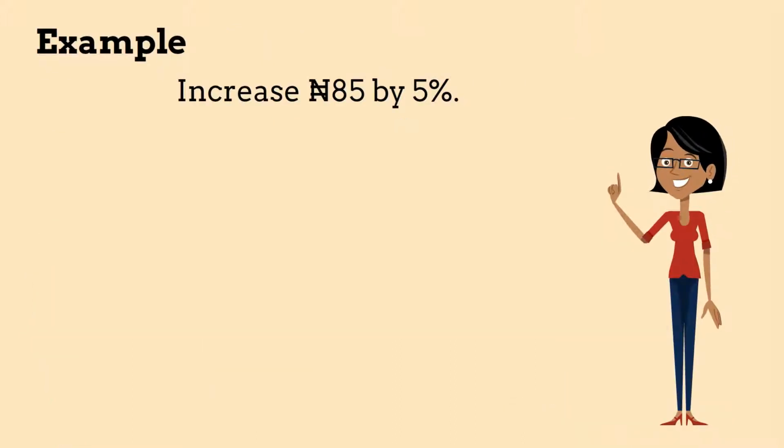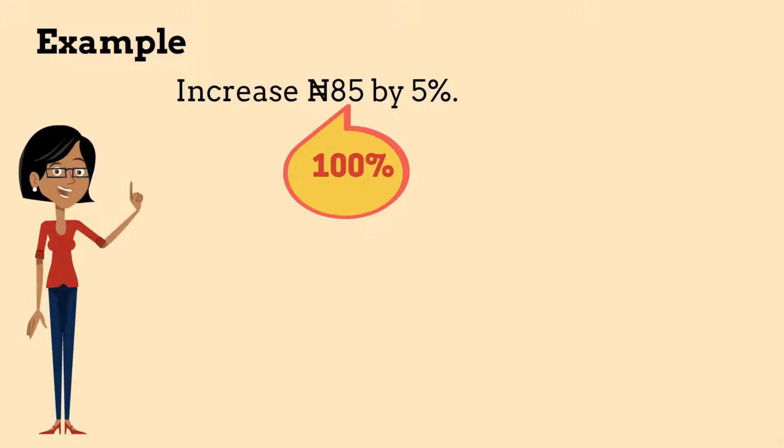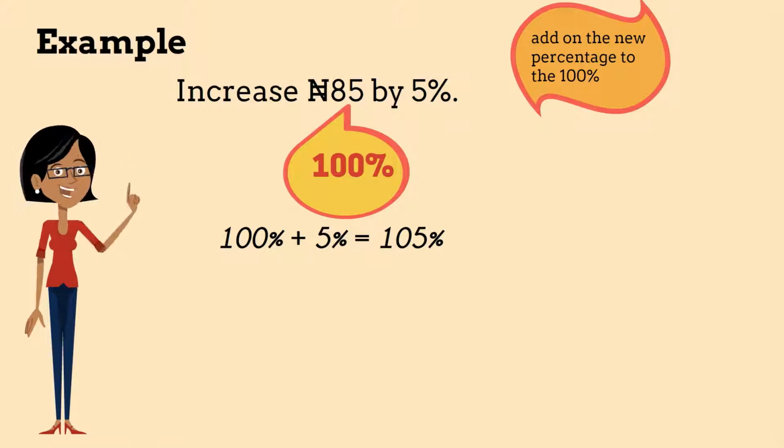Let's look at some examples. Here it says increase 85 naira by 5%. What you have to bear in mind for any percentage increase and decrease problem is that the amount given is 100%, is the whole thing. Now we're going to add 5% to 100% to make 105%. And then we're going to calculate 105% of 85 naira.